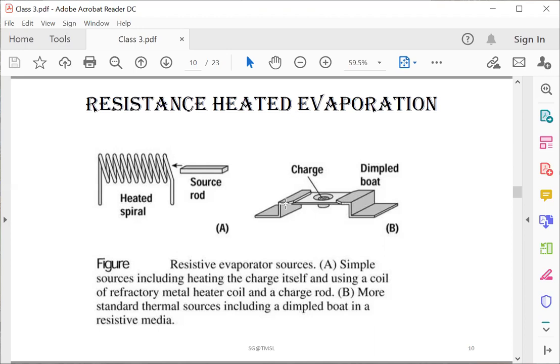And small charge, because in this boat or in the filament you cannot accommodate a large amount of source material. So if you need a very thick film, then you may go for 2-3 filaments. A small filament can accommodate only a small charge, so the total film thickness on the wafer may be very small. That is one kind of disadvantage of having this structure.